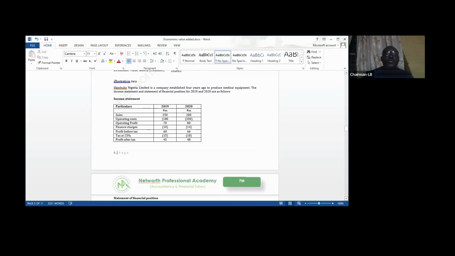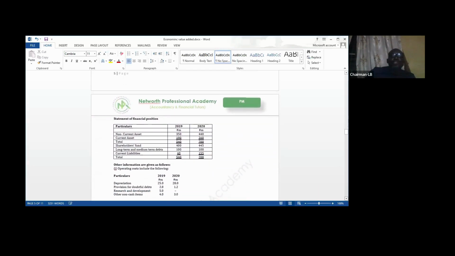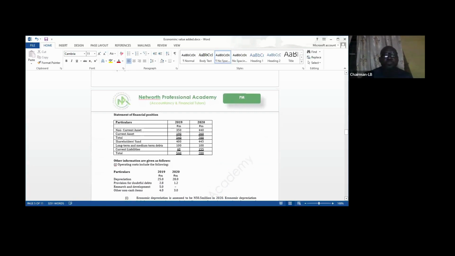Uzo Chooks Nigerian Limited is a company established 4 years ago to produce medical equipment. The income statement and statement of financial position for 2019 and 2020 are as follows. You have the income statement. You also have the statement of financial position. Other information.